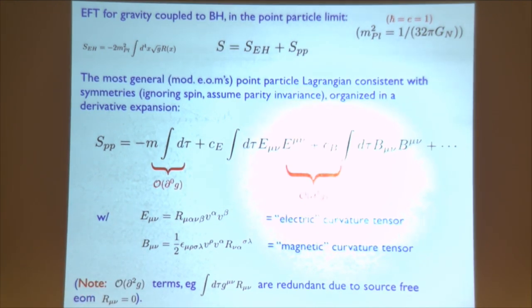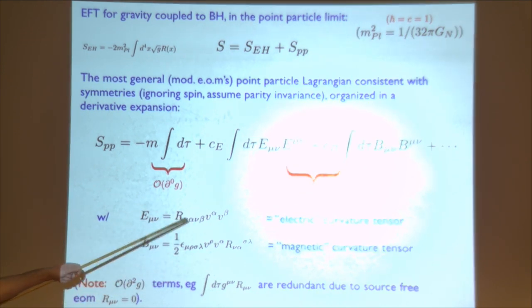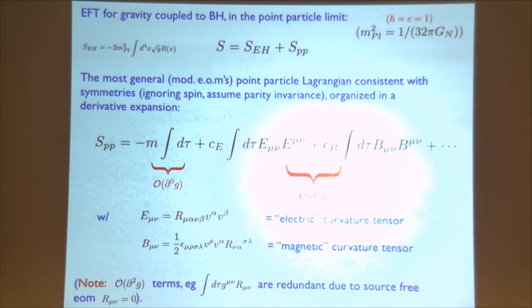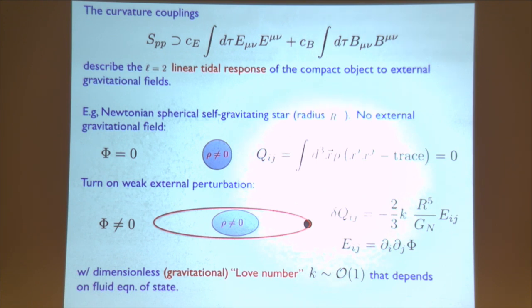And in four space-time dimensions, it turns out there are only two possibilities. And people like to organize them in terms of the so-called electric and magnetic components of the Riemann tensor. There are certain projections onto the world line of the Riemann tensor. And they're organized by parity. And I'm assuming parity invariance for whatever this object is. Otherwise, it could also be an E dot B. So there are only three terms in four dimensions. In generic dimension, I forgot how many, but it's five or six terms, something like that. So that's, at least at leading order in derivatives, what the effective theory of the black hole looks like. And then these curvature terms tell you about the tidal response of the black hole.